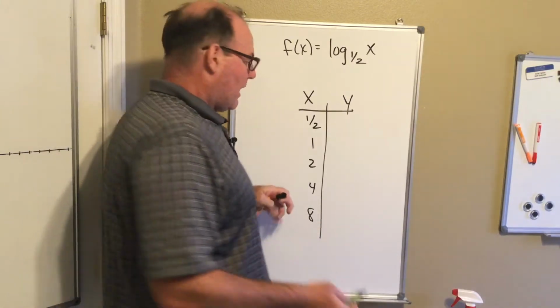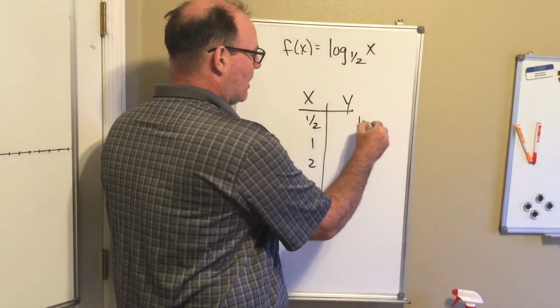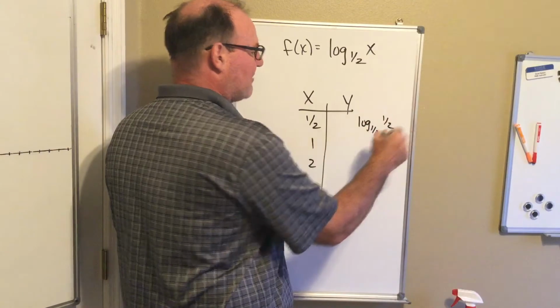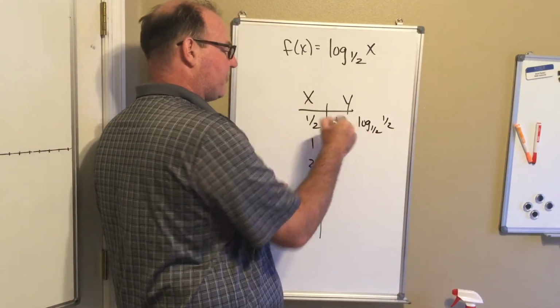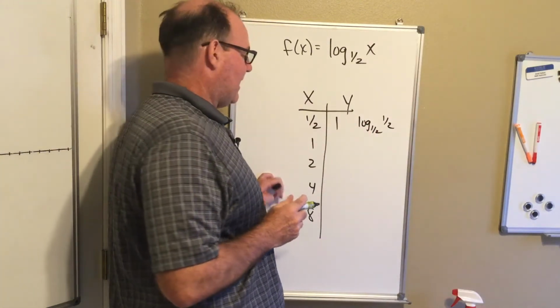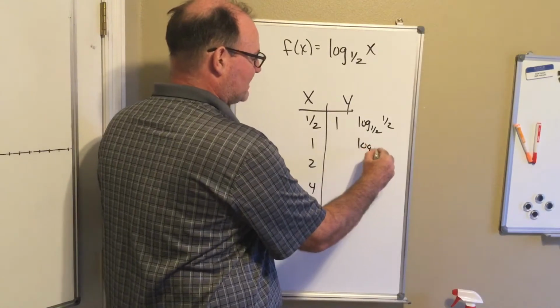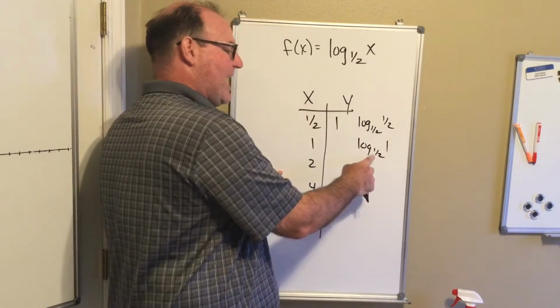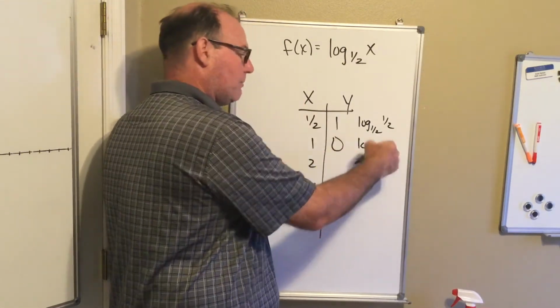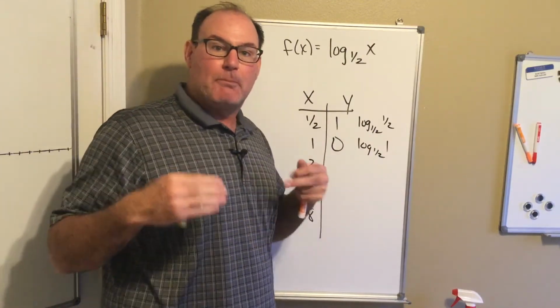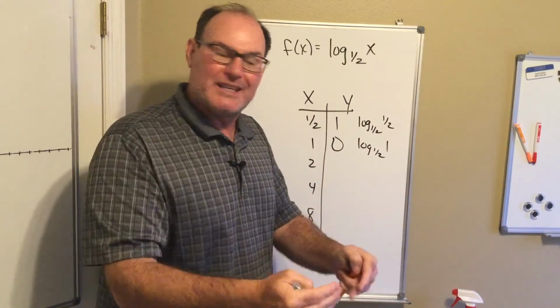So here we go. I'm going to start at the top. I've got log base half of a half. So a half to the first power gives me a half. And then log base half of 1. Well, anything to the 0 power produces 1. Remember, our logarithm produces a power. That is always the output.